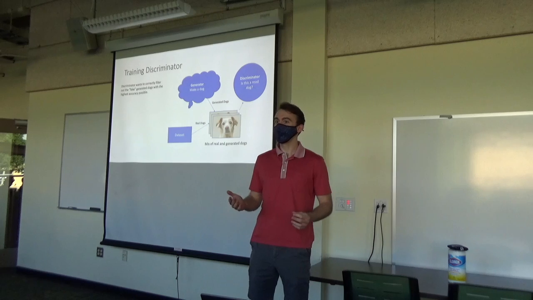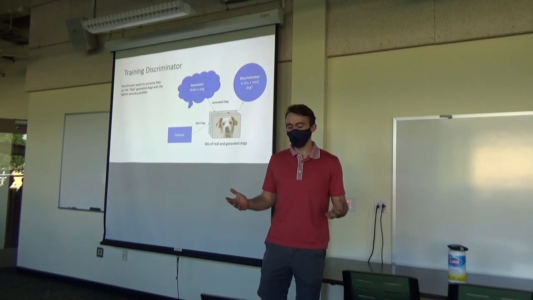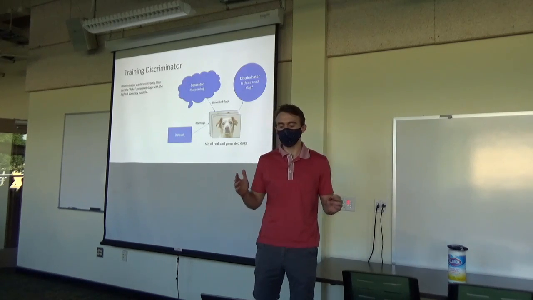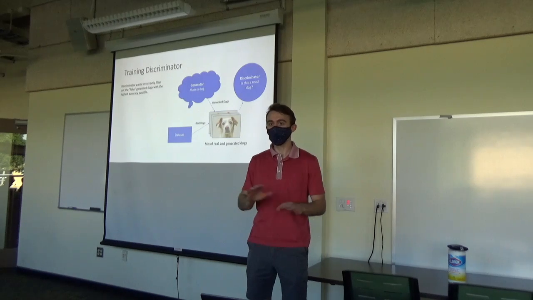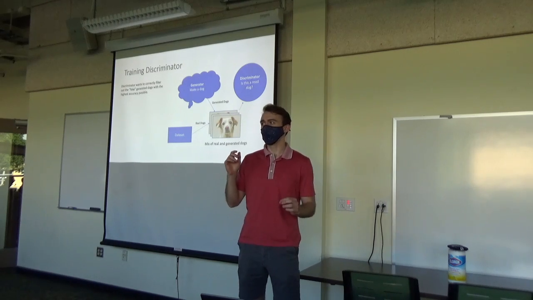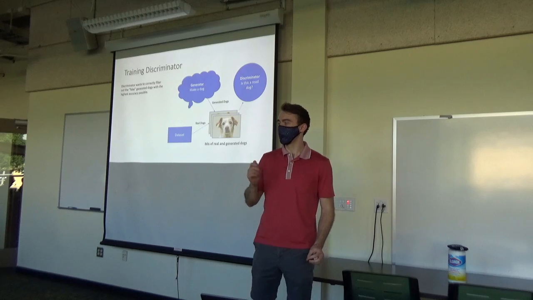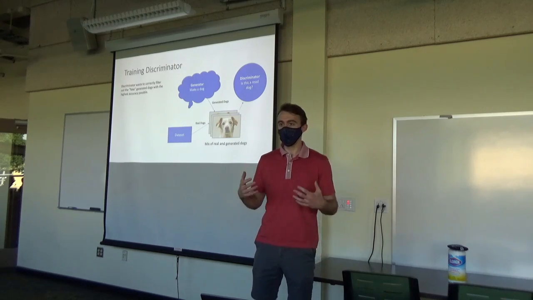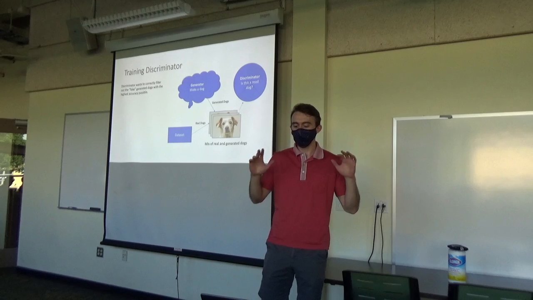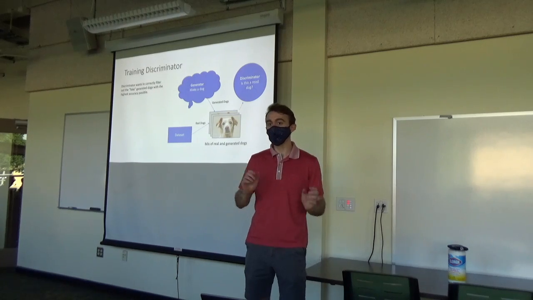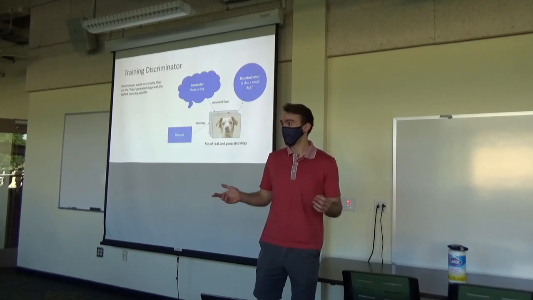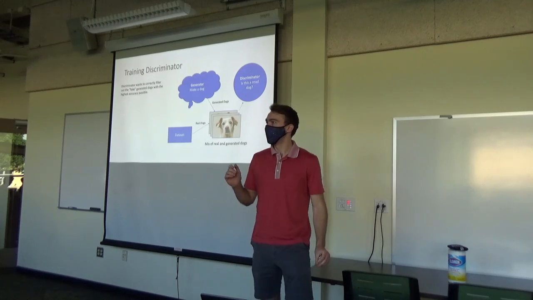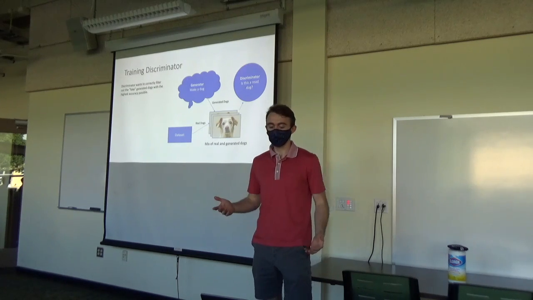And we have a small data set of real dogs that we combine with these generated dogs, shuffle them around, and attach a label to each one. So we will know which dogs are real and fake. But when we pass this shuffled data set to the discriminator, it will not know. And its job is to match those labels with its prediction.